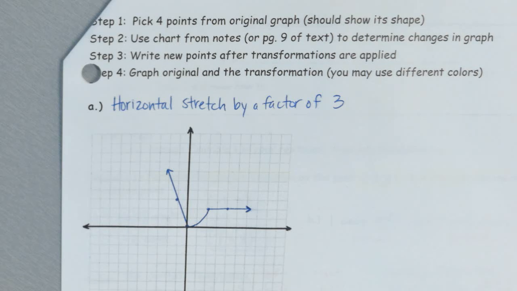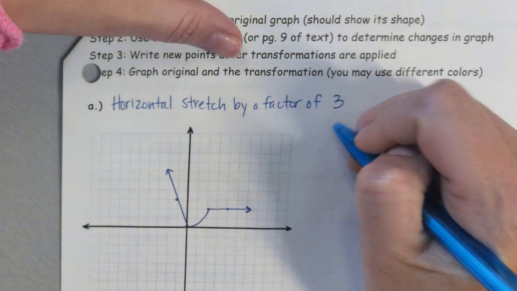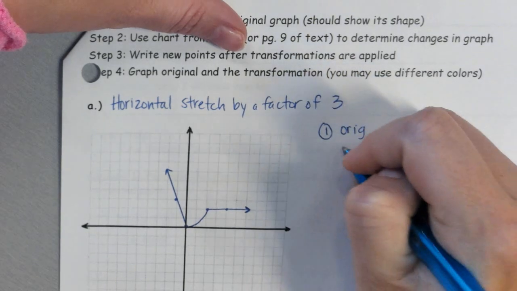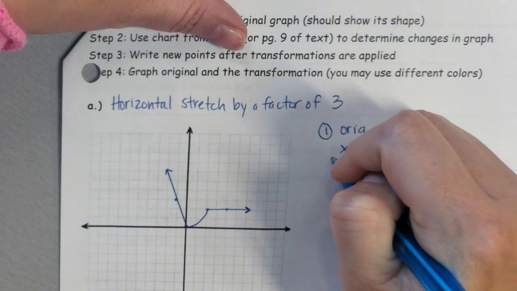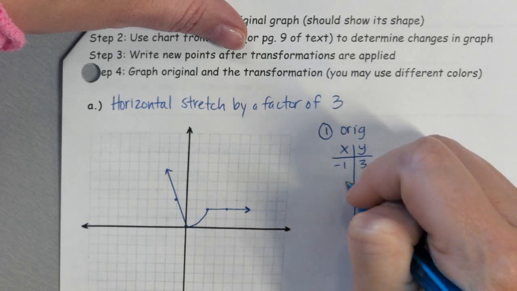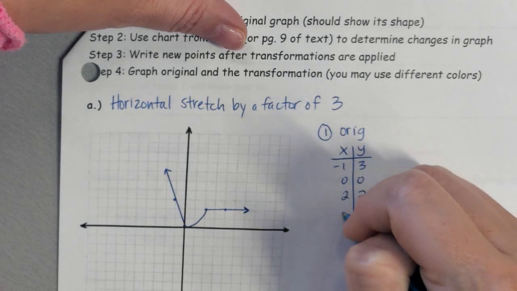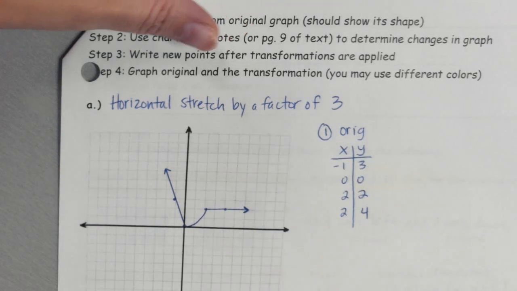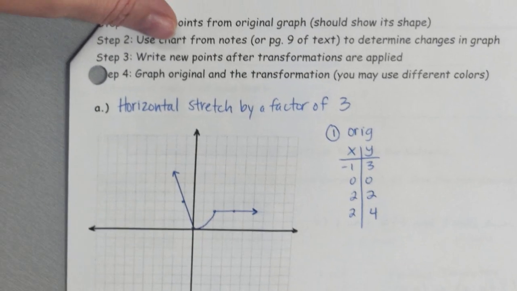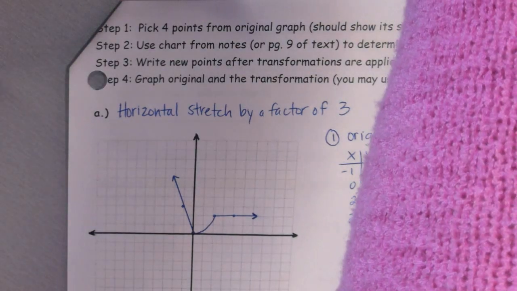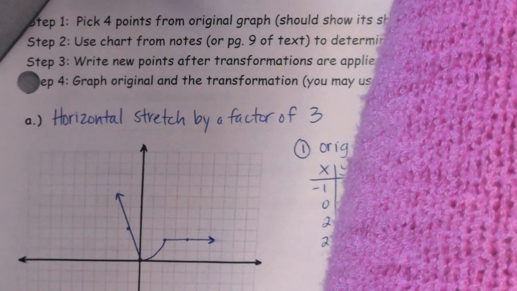So the step 1 is pick the 4 points from the original graph. Guess what? We already did that. So that's what we did on the first page. So I'm just going to write down those original points, so do that with me for this. So we picked 4 points. They do show that original shape.